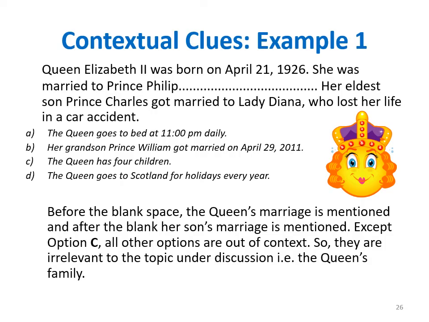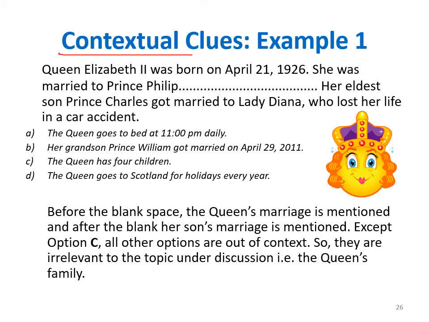Contextual clues. What are contextual clues? Contextual clues means a text in its context, where it is sitting, where it is situated. You can take one word out of the context and it can mean something different, so you have to see things in a contextual perspective. Queen Elizabeth II was born on April 21st, 1926. She was married to Prince Philip something. Her eldest son, Prince Charles, got married to Lady Diana, who lost her life in a car accident. Now, look at this and see what contextual clues I mean.